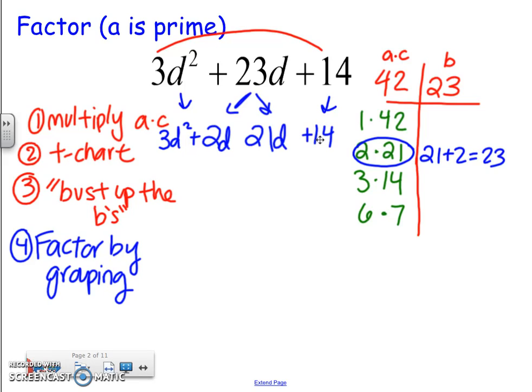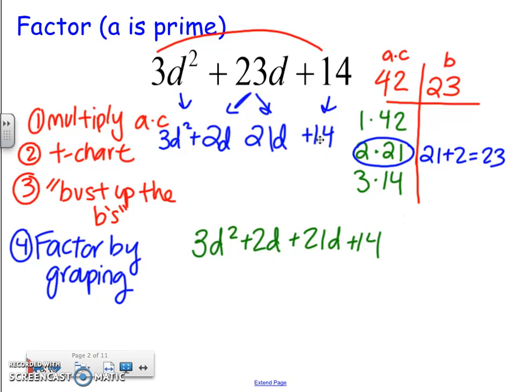Okay? So I'm actually going to rewrite this problem down here so we can see it more. So it's 3d squared plus 2d plus 21d plus 14. Okay. So now that you have 4 terms, you're going to factor by grouping, and you guys already know how to do this. Okay, so I'm going to look at the first 2 terms. I'm going to split them up, and I'm going to find the GCF. And so the GCF of 3 is 3 and 1, and the GCF of 2 is 2 and 1. And that means the only number they have in common is a 1.